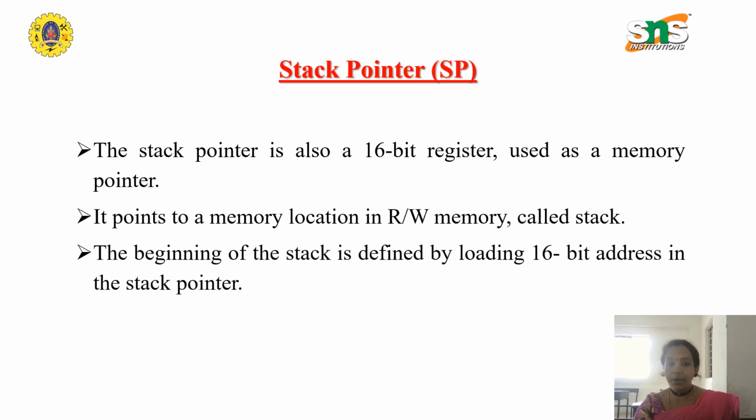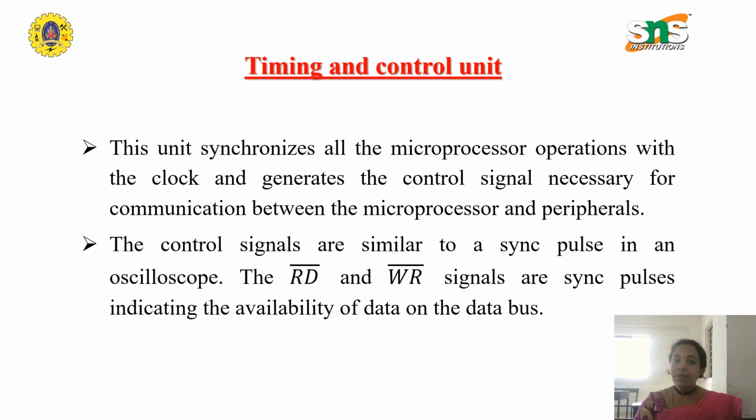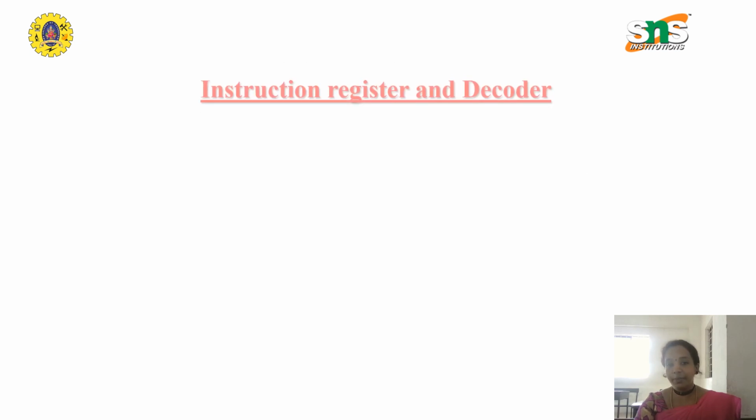So the next one is the stack pointer. The stack pointer is also a 16-bit register, which is a memory pointer. It points to a memory location in read and write memory, which is called the stack. Then the timing and control unit. This unit synchronizes all the microprocessor operations with the clock and generates the control signals necessary for communication between the microprocessor and the peripherals. The control signals are similar to a sync pulse in an oscilloscope.